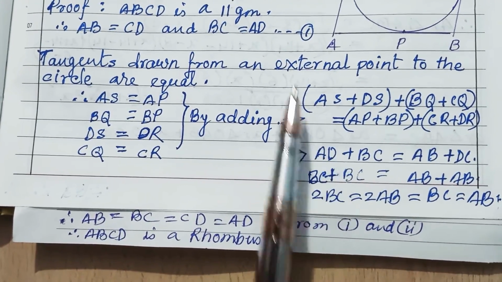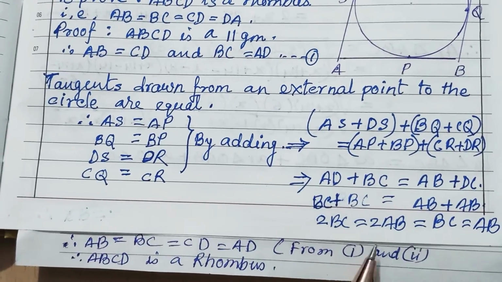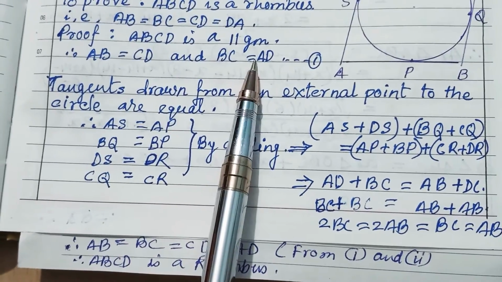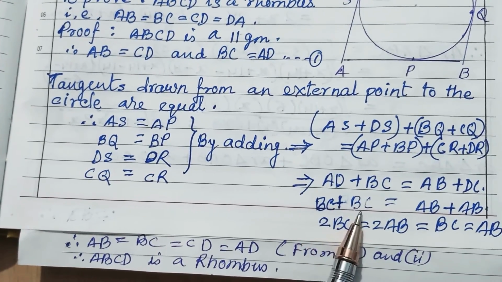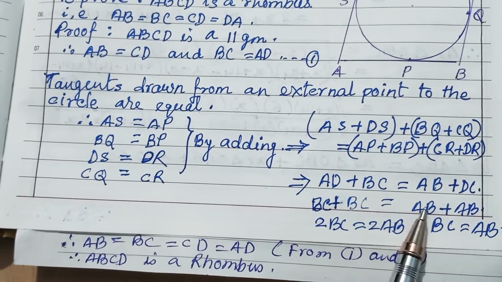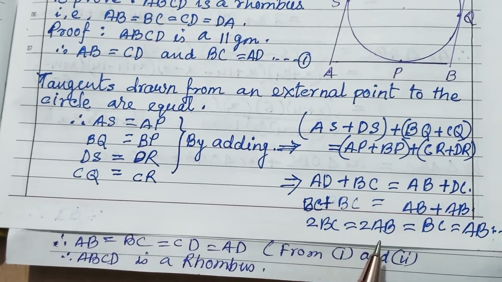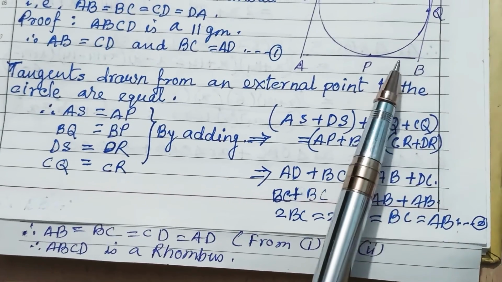From the earlier relation we have AB equal to CD, so instead of CD we can write AB, and similarly BC is equal to AD, so instead of AD we can write BC. So BC plus BC, 2BC, equals AB plus AB, 2AB. The 2 cancels, so BC is equal to AB. Got it? Now BC is equal to AB, check it.